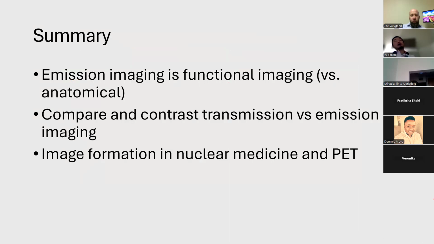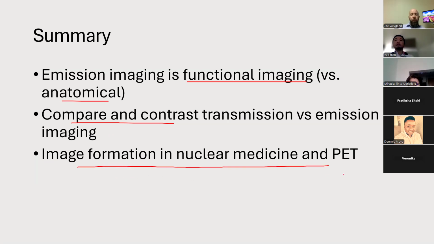Okay, so that's all I have. In summary, we spent an hour talking about emission imaging. One thing to take away is that emission imaging is functional imaging, which is different from anatomical imaging in X-ray or MR. We also compared and contrasted transmission and emission imaging. Hopefully, at the very least, you understand how planar, SPECT, and PET images are formed, and we discussed image formation in nuclear medicine and PET.